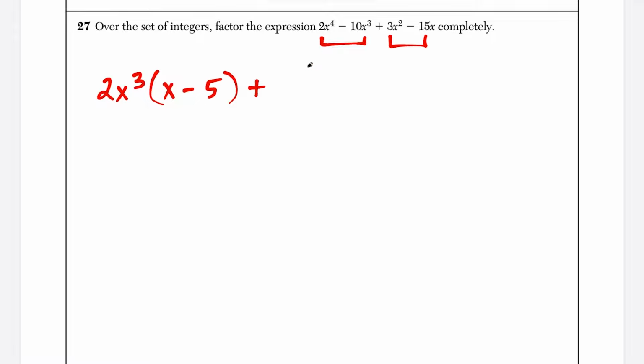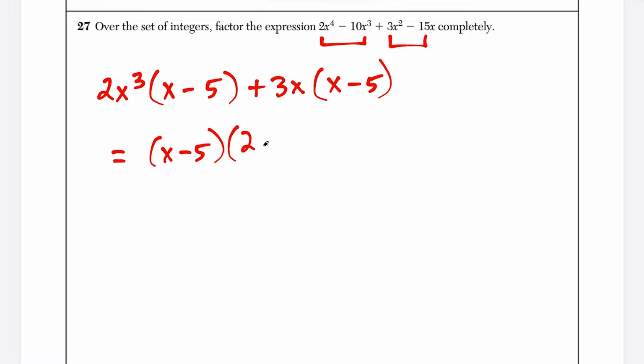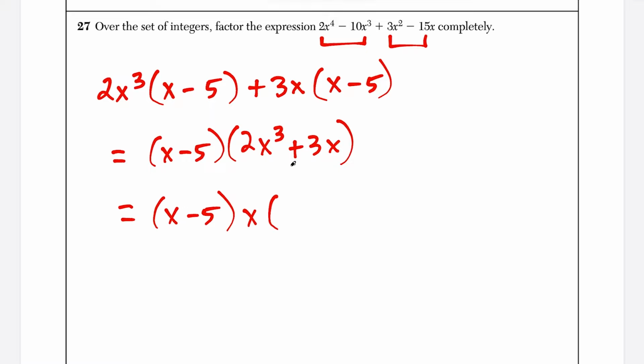And now we repeat this for the next two terms. The greatest common factor here is 3x. We divide each thing by 3x and we're left with x minus 5. So from here, we have a matching x minus 5. We could say that this is equal to x minus 5 times 2x to the third plus 3x. Now from here, we're going to take out the greatest common factor from this part. We could take out an x, and we're going to have x minus 5 times x, and when we divide each thing here by x, we're going to have 2x squared plus 3.